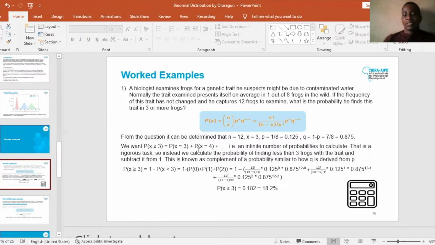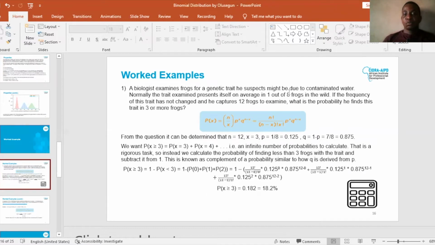So from the question, it can be determined that n equals 12, because it says that it captures 12 frogs to examine. That means it's going to carry out a trial on each of these frogs. That is n trials, 12 trials on these 12 frogs. Our value of x is equal to 3, because we're trying to find the probability that there's a trait in 3 or more frogs. So x becomes 3.